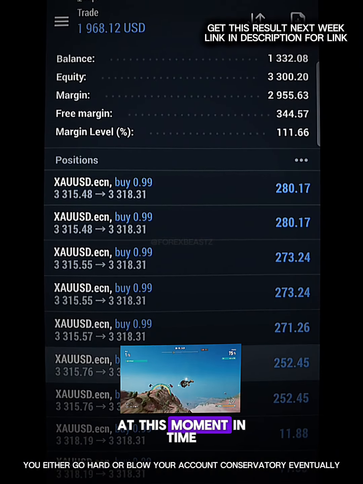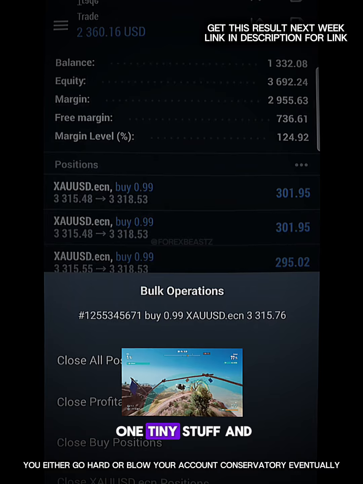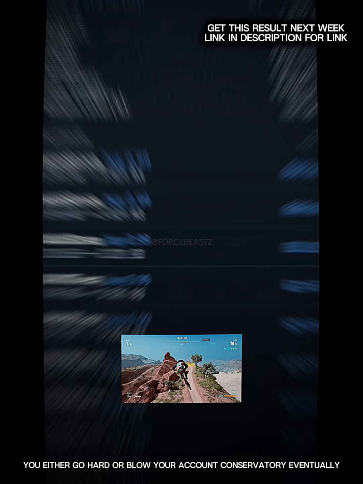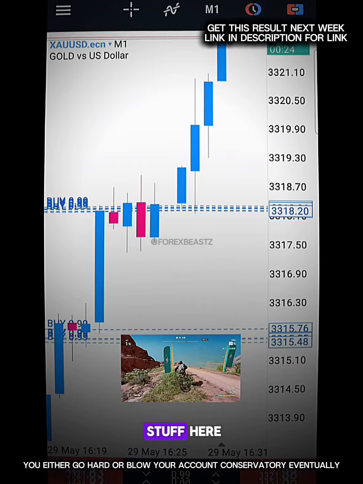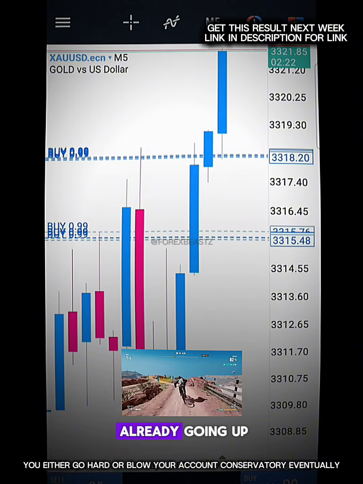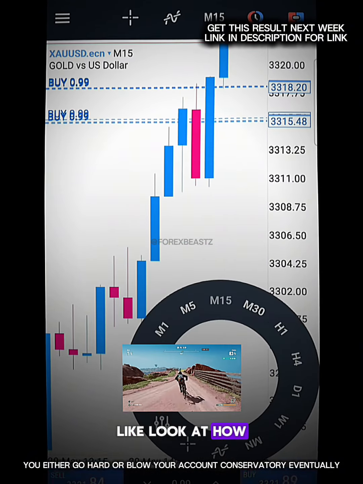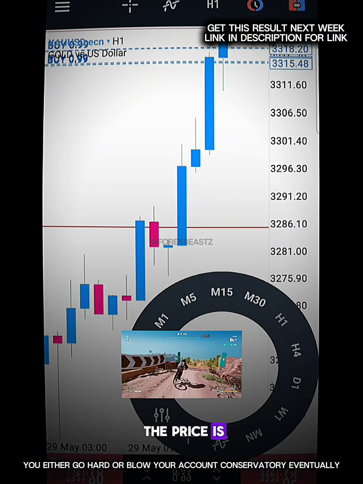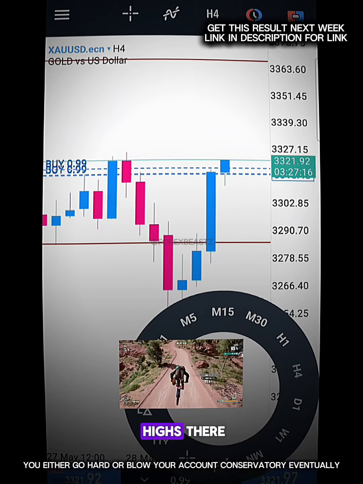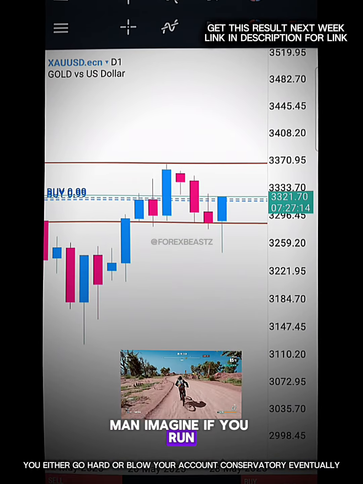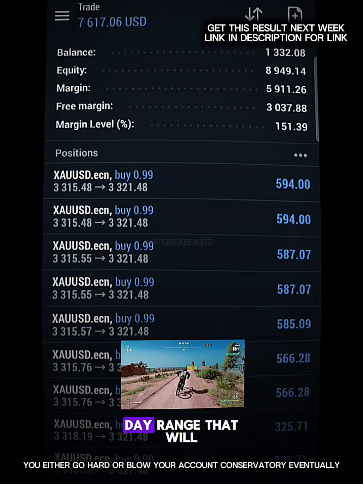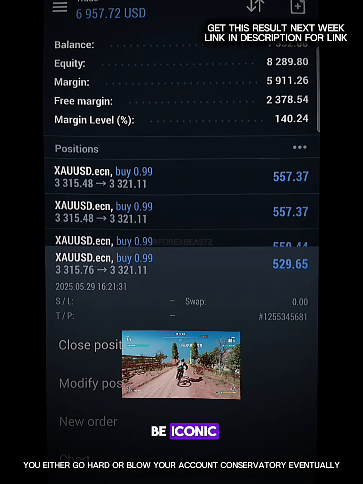And you can see at this moment in time, I was in just one tiny position, and then boom, I was in a huge position here, because the spike is already going up. Look at how price is liquidating all those highs there. Man, imagine if you ran to that 1 day range. That would be iconic. Look at it.